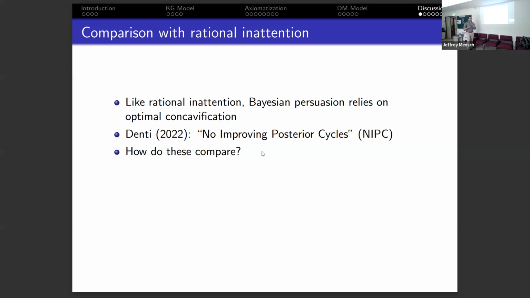A common functional form of these rational inattention problems is something that's called posterior separable, which is a generalization of the sort of entropy-based rational inattention. So there's this function, often using the letter h, that is a function from posteriors to real numbers, such that the cost of attention is the expected value of this h function with respect to the distribution of the posteriors.